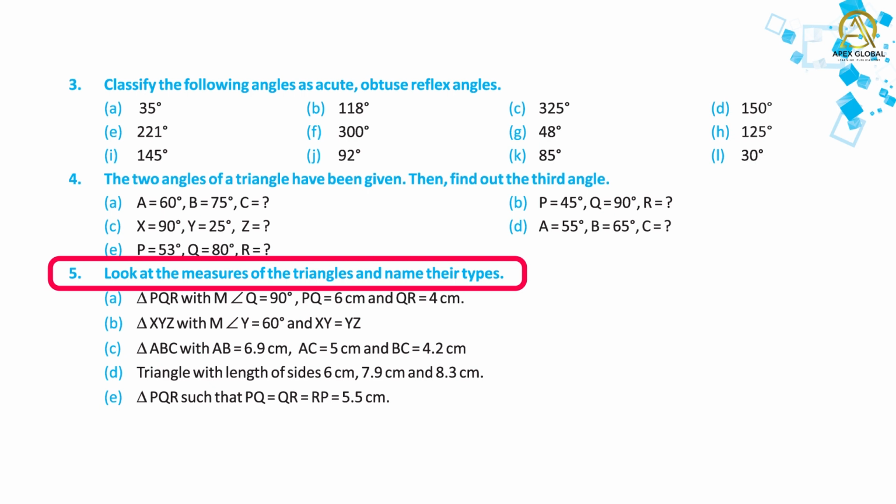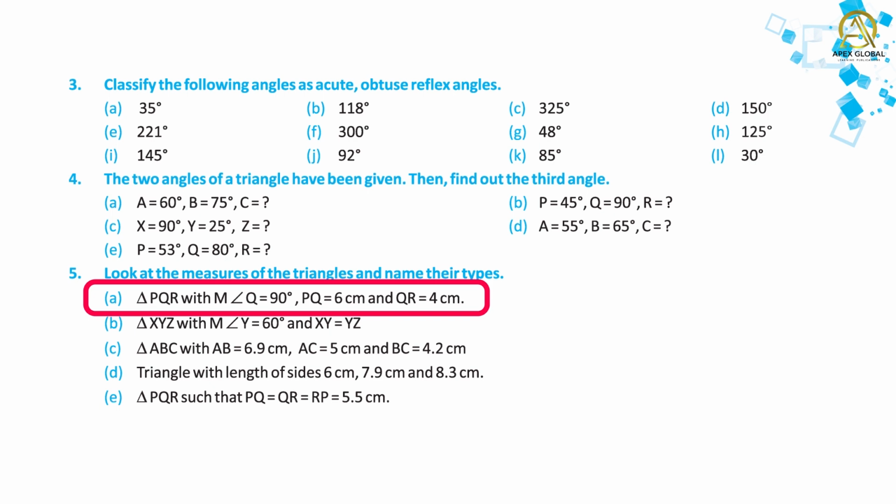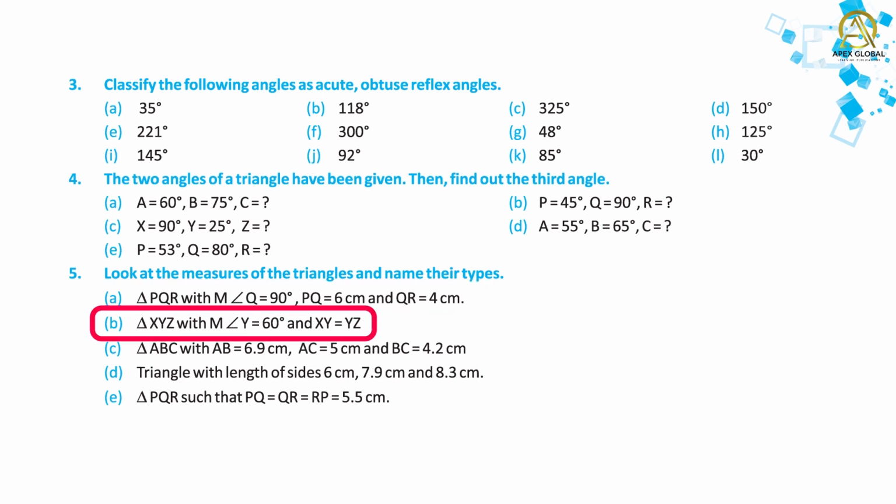Question 5. Look at the measures of the triangles and name their types. A. Triangle PQR with angle Q 90 degrees, PQ equals 6 cm and QR equals 4 cm. Solution: right angle triangle. B. Triangle XYZ with angle Y equals 60 degrees and XY equals YZ. Solution: isosceles acute angled triangle.